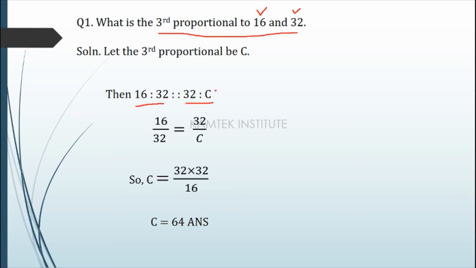Now here we need to find the value of C. So for that we break this ratio into fraction. We get 16 upon 32 is equal to 32 upon C. Now we cross multiply and we get C on the left hand side, and on the right hand side we get 32 into 32 upon 16. Now 16 ones are 16 and 16 twos are 32 and 32 twos are 64. So the third proportional to 16 and 32 is 64, and that is the answer. I hope it is clear to you all.